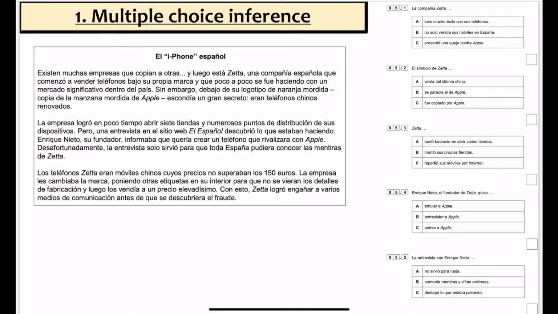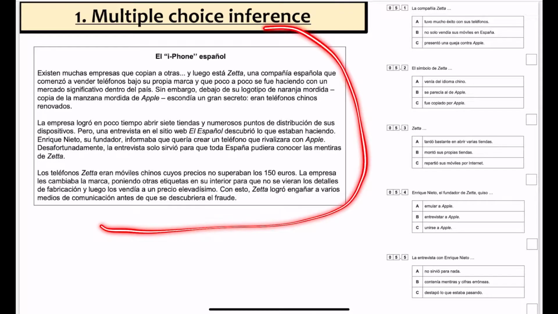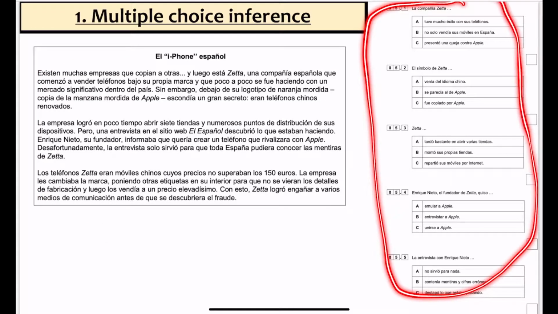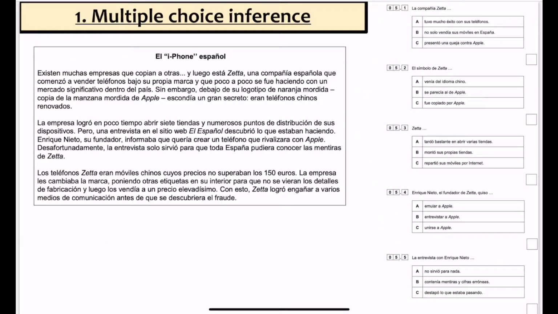So the first kind of question we're going to have a look at is the multiple choice inference question. You'll be presented with a text like the one on the left hand side now, and you'll be presented with some answers like the ones on the right hand side. The text might come in the insert, it might not, it might form part of the exam paper, and the questions have a little introduction, and then you have to complete the sentence with either option A, option B, or option C.